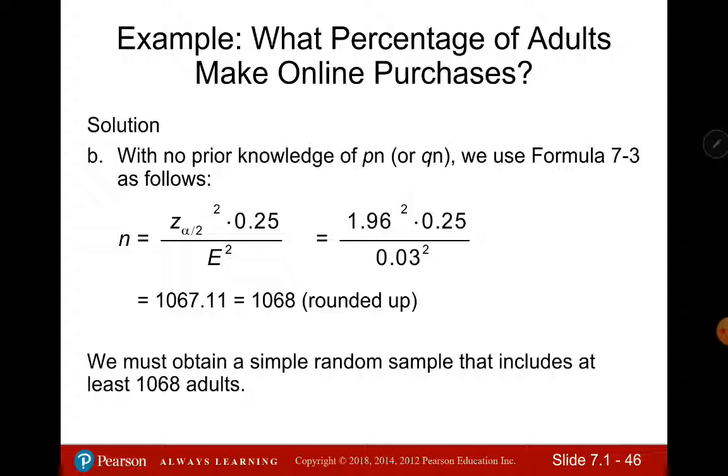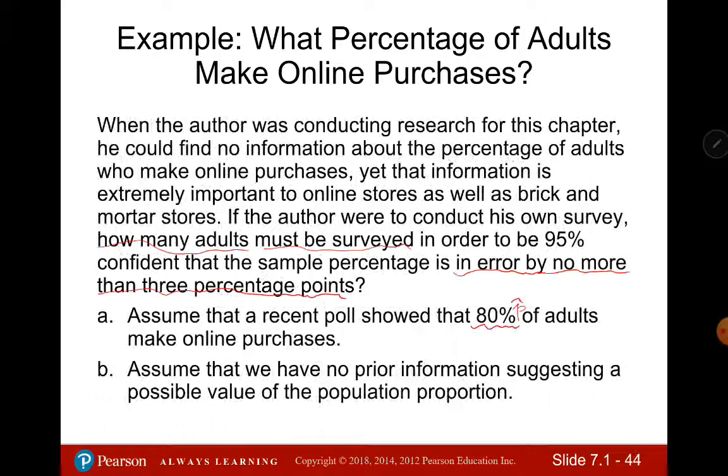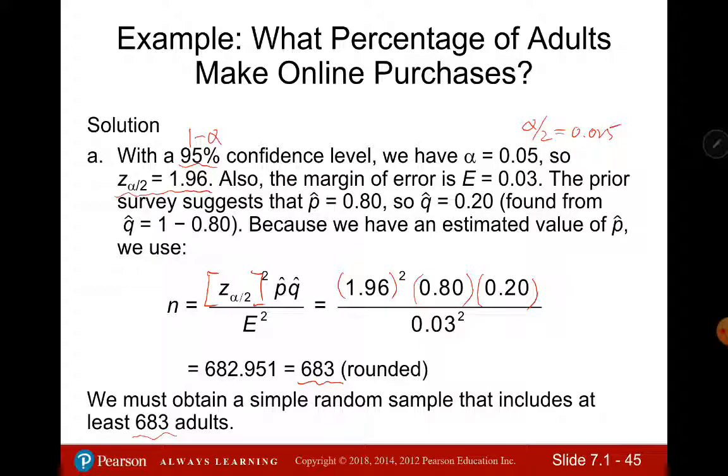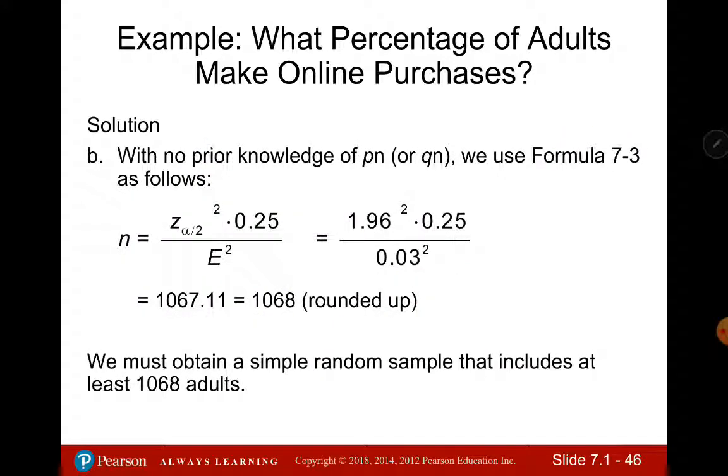So the second part, part B, said with no information of the sample proportion. So we do not know any value of proportion. So the remaining part is just the same. Only the p-hat, q-hat part we use 0.25 to replace that. So this time we have this answer. We need at least 1,068 people to do the survey.